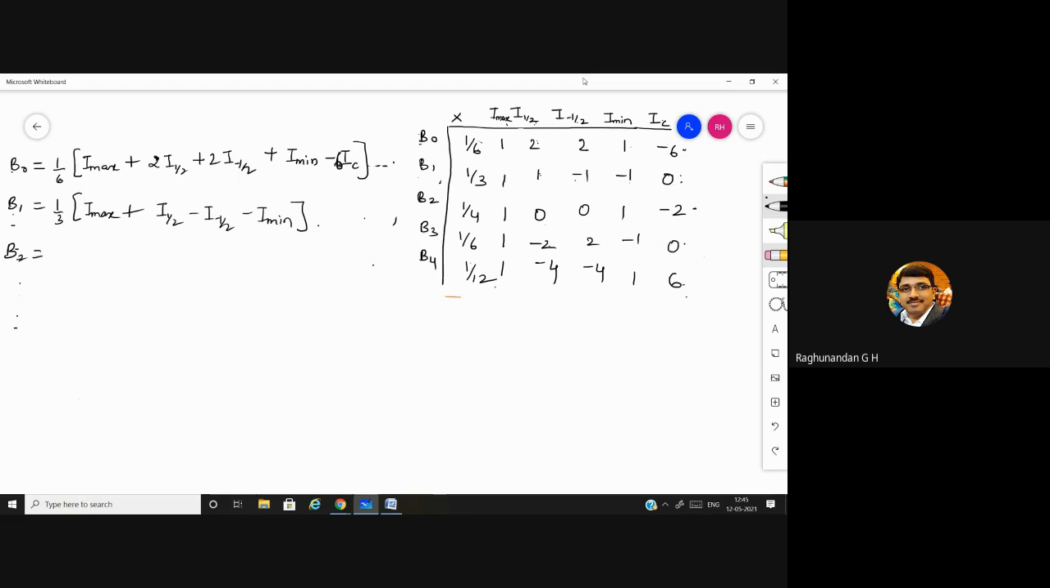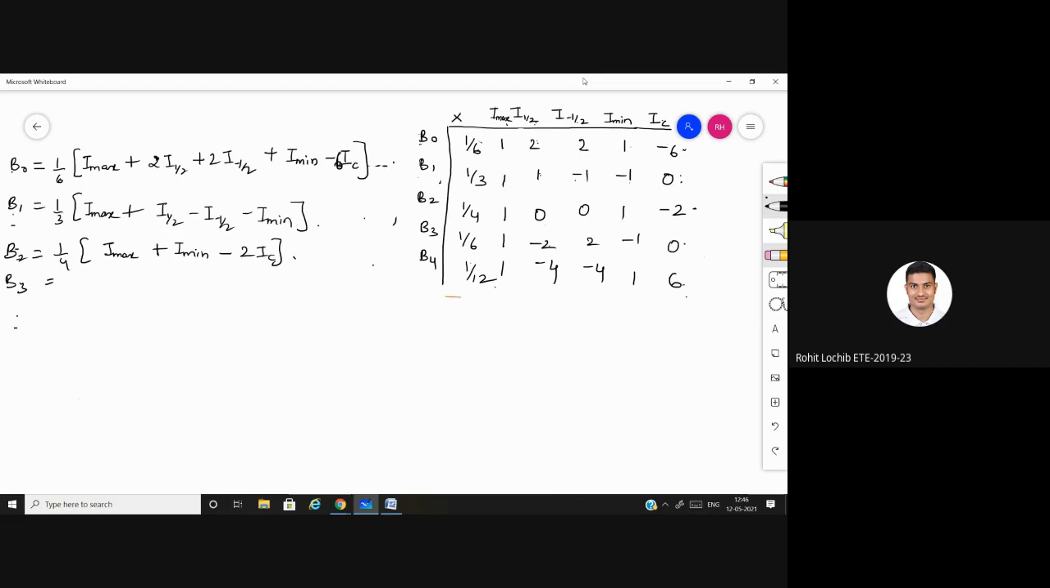So B2. Rohit, are you there? Yes, sir, I'm there, sir. Can you tell me how we can write B2 on seeing this equation? Sir, 1 by 4 will be outside of this whole, followed by the I max, plus, sir, both the consecutive terms will be 0. Yeah, sir, I'm with that. Then minus 2 IC, same way.